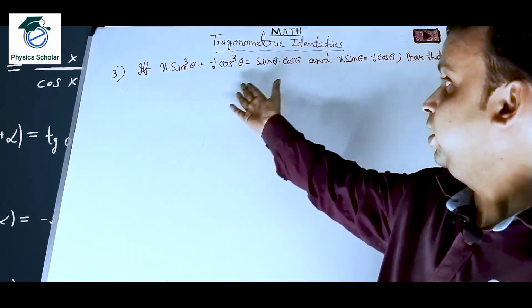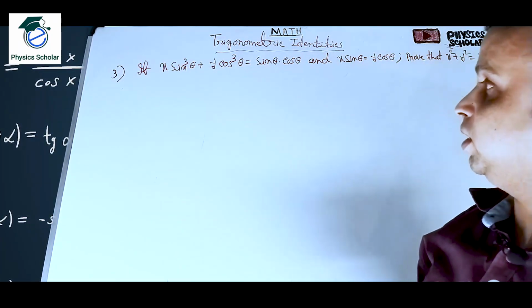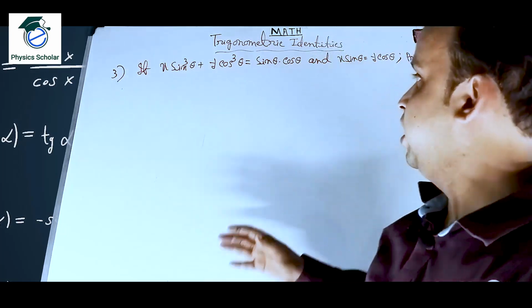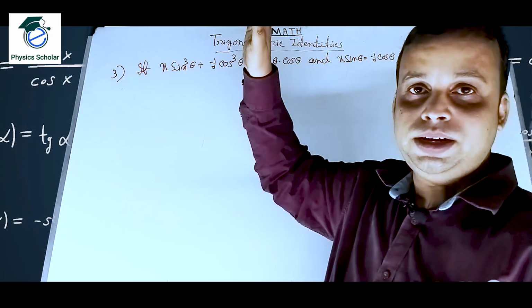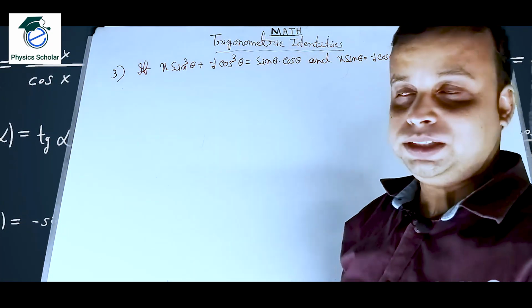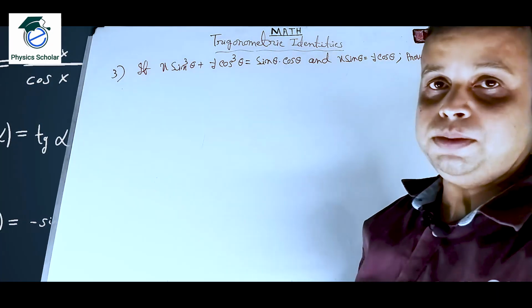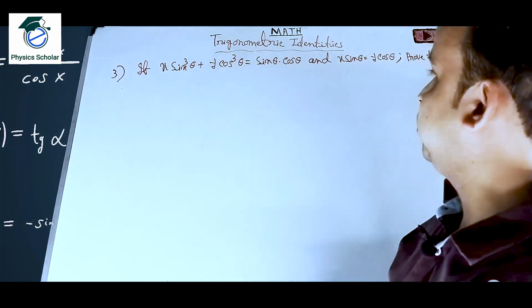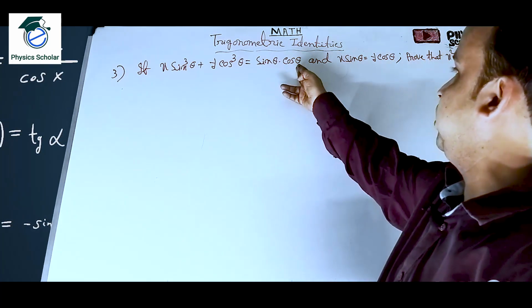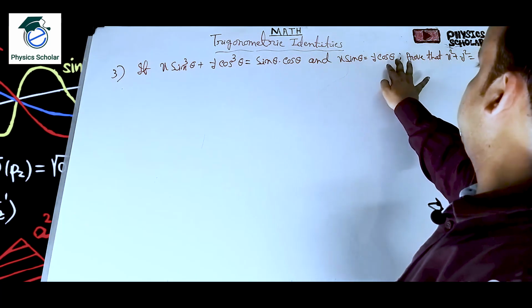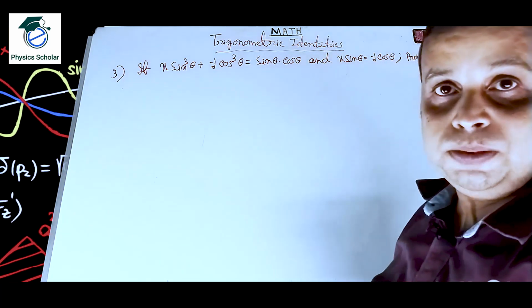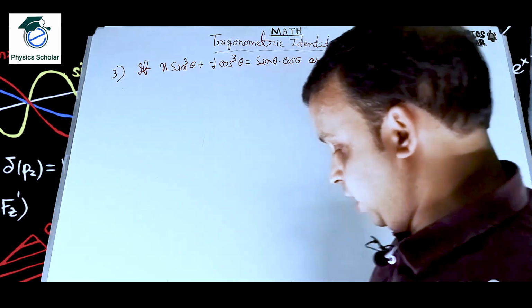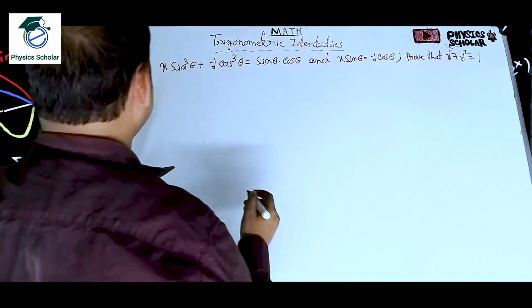Okay students, now this is sum number 3 for today's episode. Clear? It is also very important. For the board examination, this has come in many board exams including CBSE. So if x sin cube theta plus y cos cube theta is equal to sin theta cos theta, and x sin theta is equal to y cos theta, we have to prove x square plus y square is equal to 1.